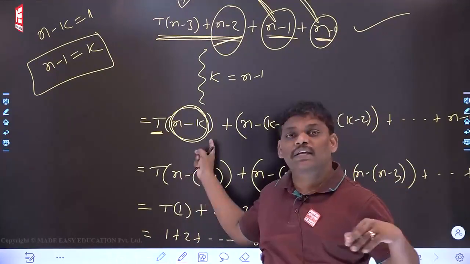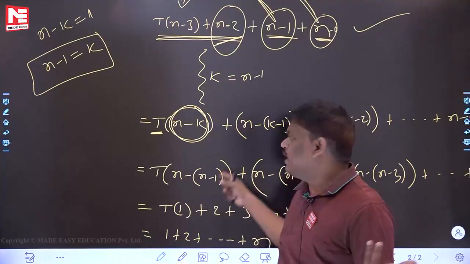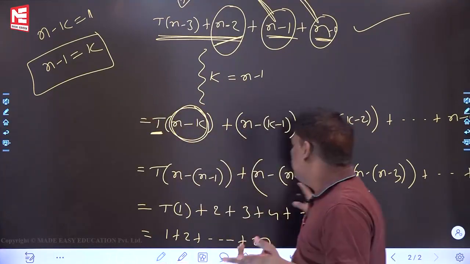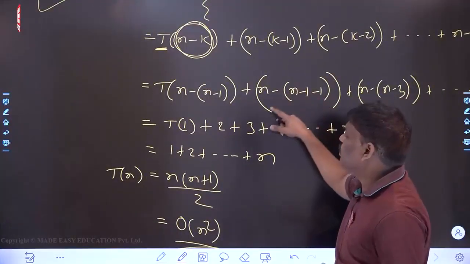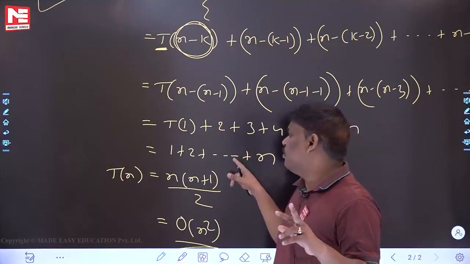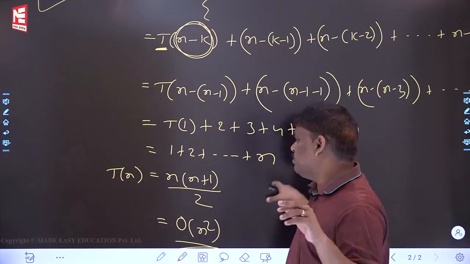Finally, what is the k value so that this function will become the termination condition? I think this value is equal to the termination condition. So find the k value and substitute it. After substituting, you will get a series like this. It is the sum of the squares of the first n natural numbers, right? So I did that. The actual answer is n into n plus 1 by 2.